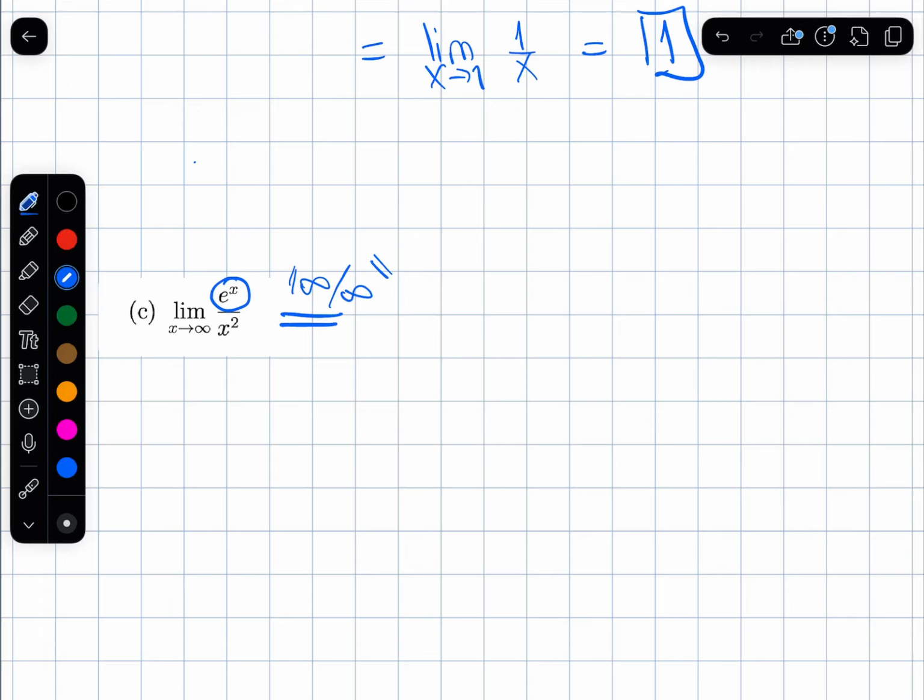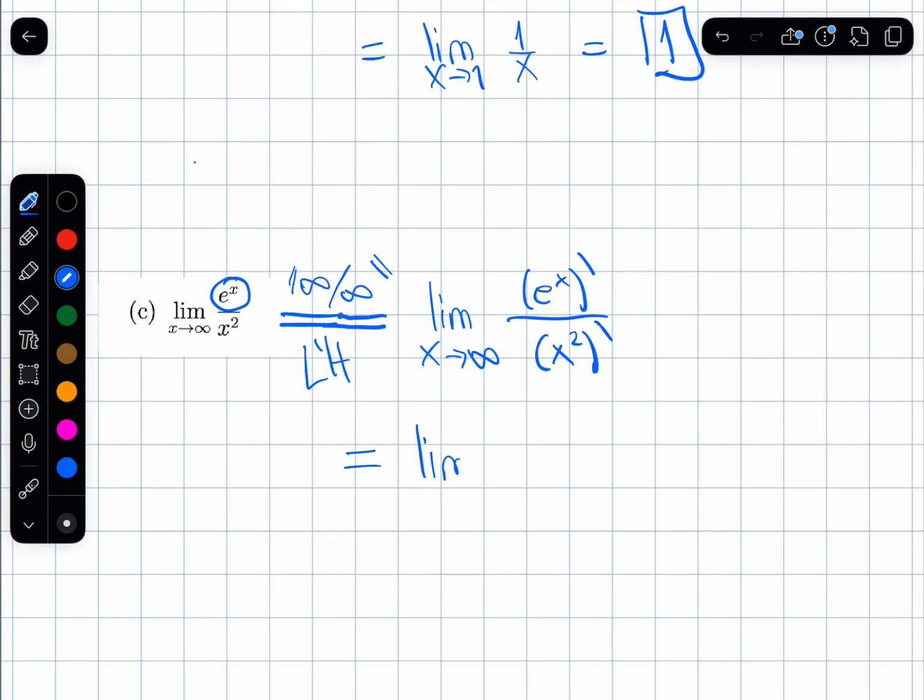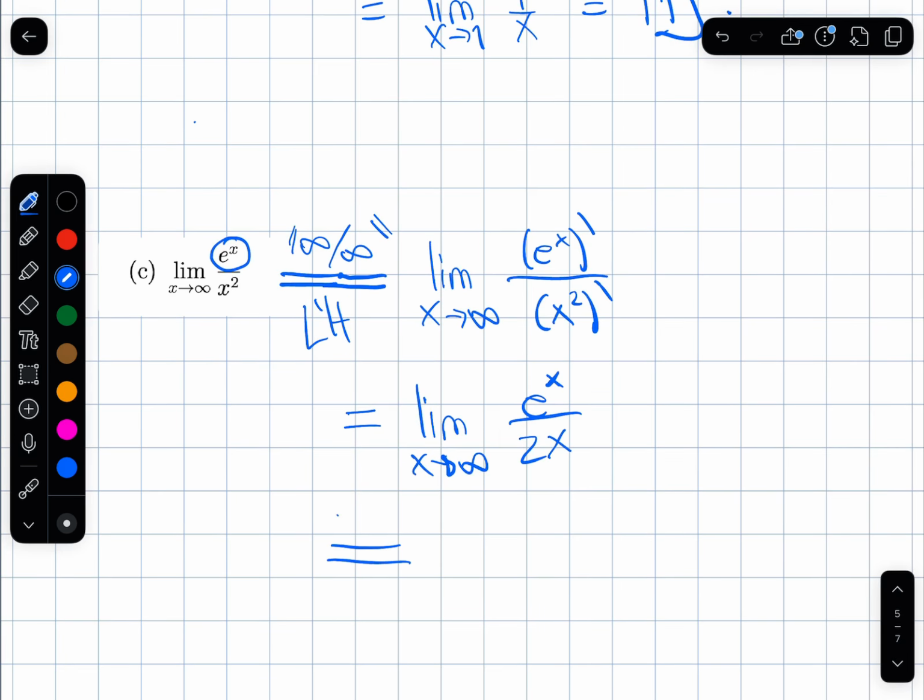So I've checked. Infinity over infinity is one allowed indeterminate form for L'Hopital's rule, and I use L'Hopital's rule. X goes to infinity. Take the derivative of the top, take the derivative of the bottom, and that's e to the power x at the top and 2x at the bottom. Now I go again, can I plug in x equal to infinity here, or make x larger and larger? If you try, you're going to see the exact same thing happen. E to the power of infinity again is going to be infinity, and 2 times infinity is going to be infinity one more time. And then I'm able to use L'Hopital's rule a second time.